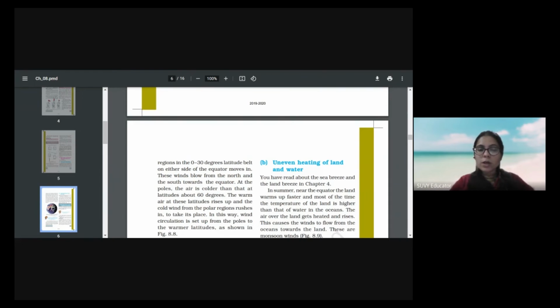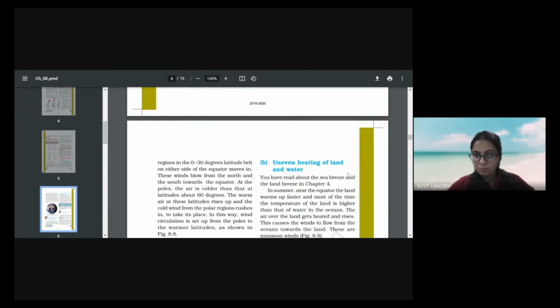At the poles the air is colder than that at the latitudes about 60 degrees. So on the equator the air was very warm, and at the poles the air is colder, and there is a difference of how much temperature? About 60-degree temperature. The warmer air at these latitudes rises up, and the cold wind from the polar regions rushes in to take its place. So what will happen? The air will move from the equator to the poles and from the poles to the equator.